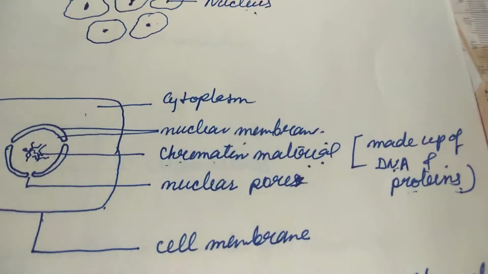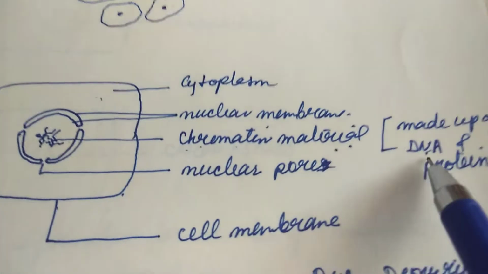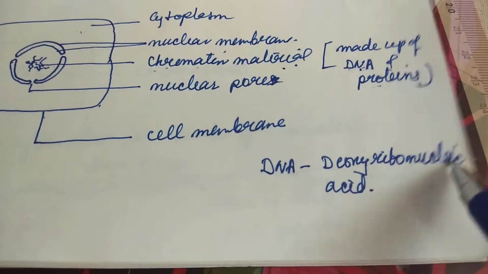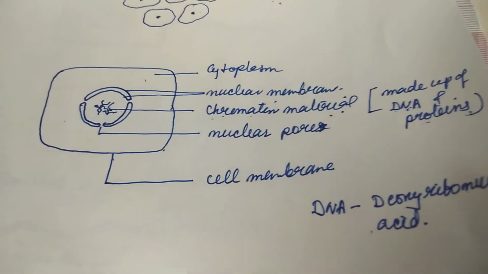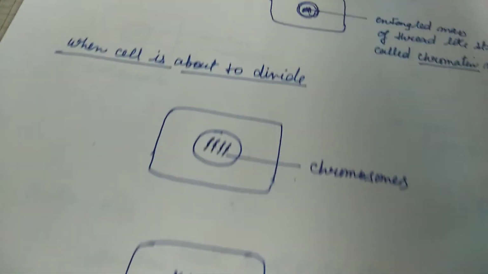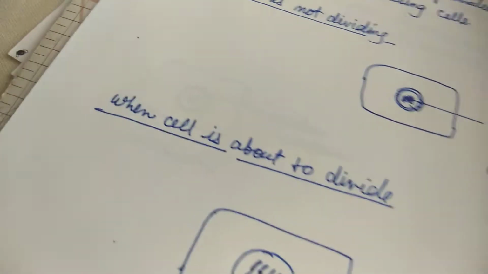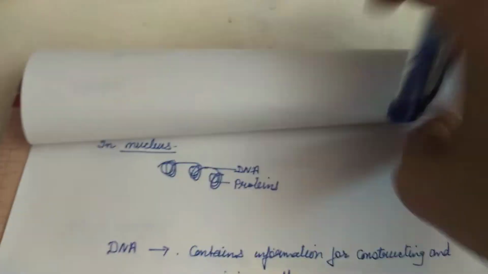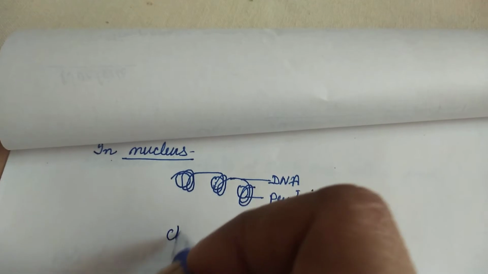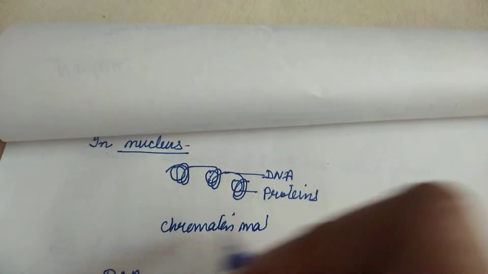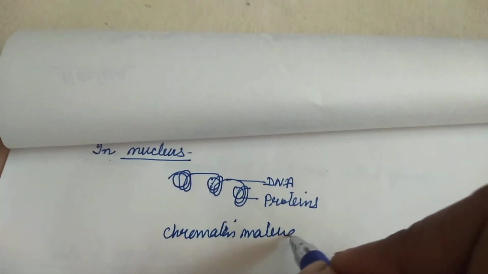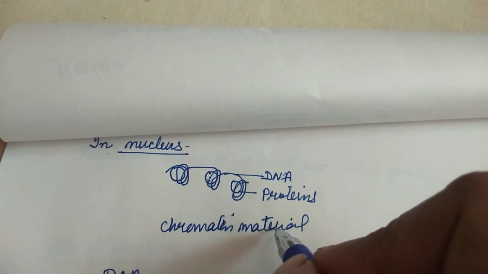So this is the basic structure of a nucleus. Now what is the full form of DNA? It is deoxyribonucleic acid. So how is this chromatin material organized? We are talking about terms like protein and DNA, so basically what is this chromatin material? It is what we call the genetic material when the cell is not dividing.